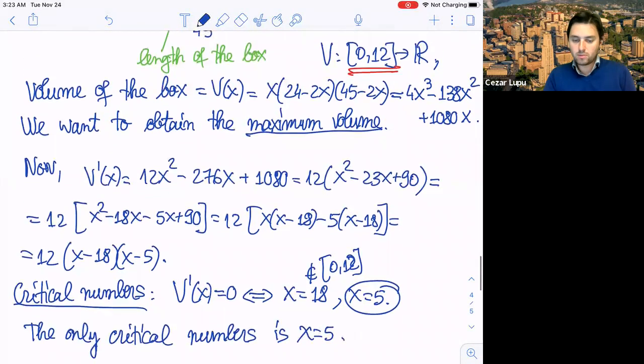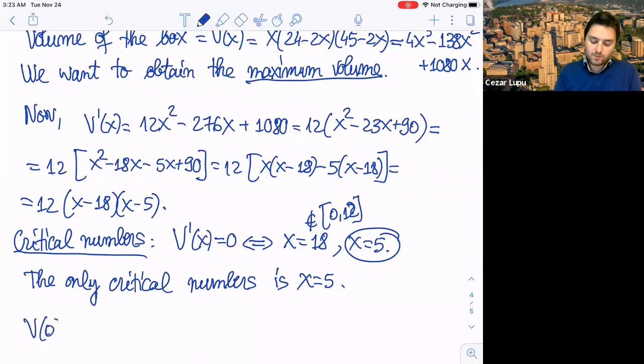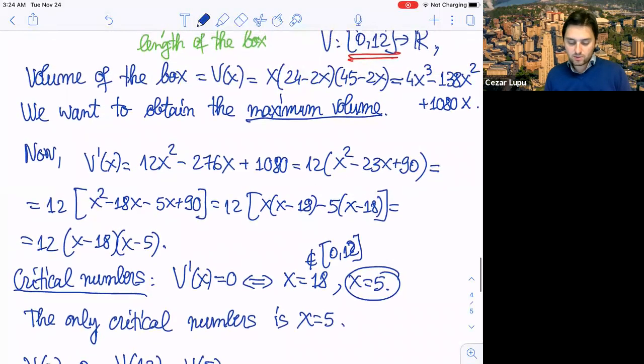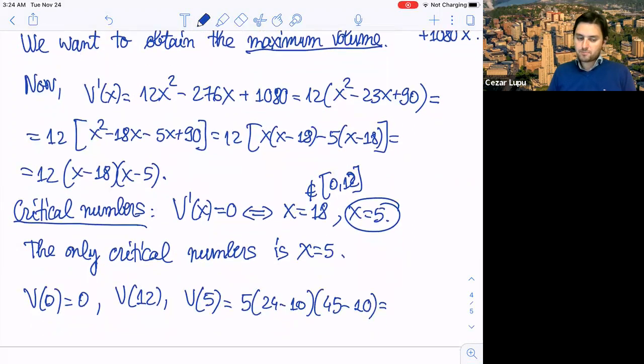of the interval on which it is defined. So at 0 and 12. So now we have v of 0 is 0. v of 12 is 0, and now we want to evaluate v of 5. And v of 5, if we evaluate this, just look at the function. So it's 5 times 24 minus 10 times 45 minus 10. Oh my. And this would be 5 times 14 times 35.